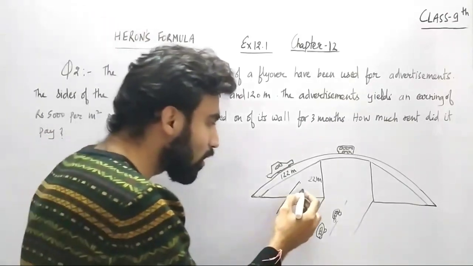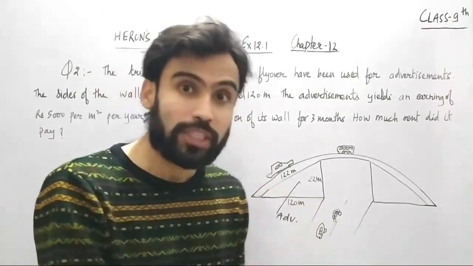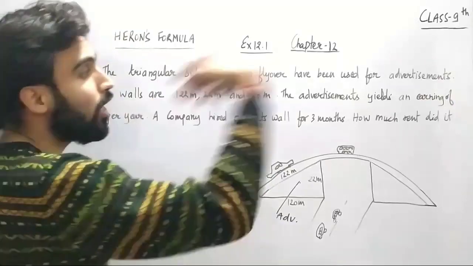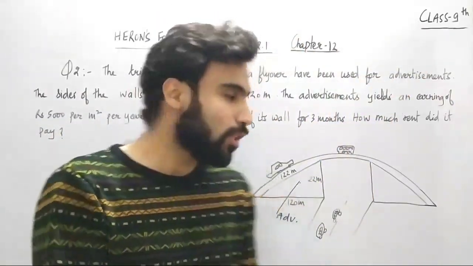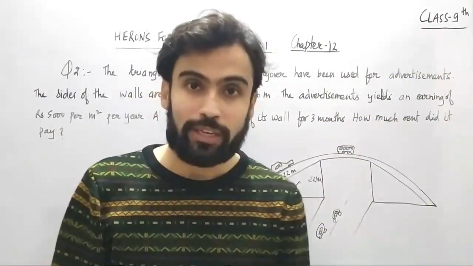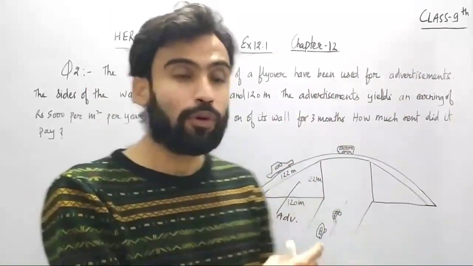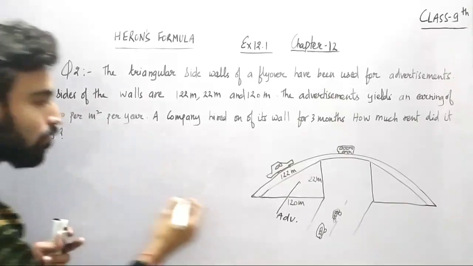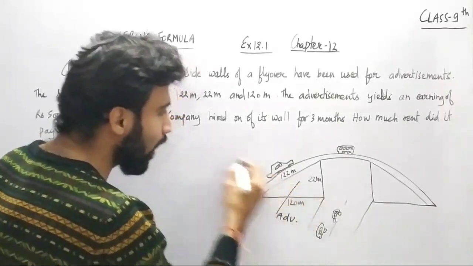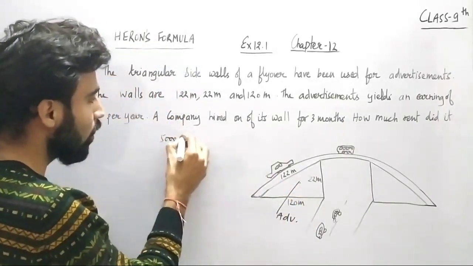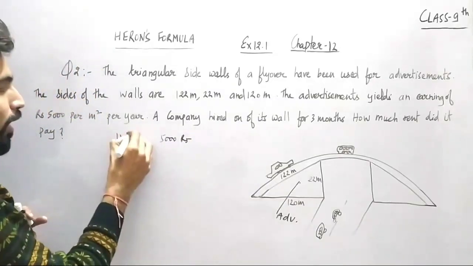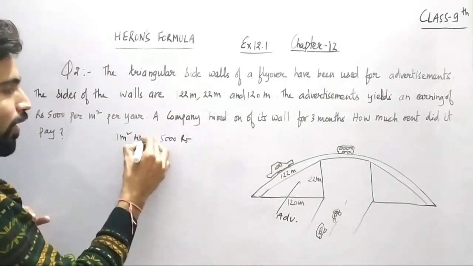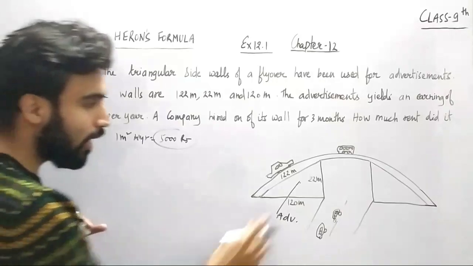So here is the charge for putting up an advertisement. That means the earning for those who own the wall, who take money from companies for their advertisement. So you can see how much they earn here, rupees 5,000 per meter square in 1 year, right? That is the charge they take.